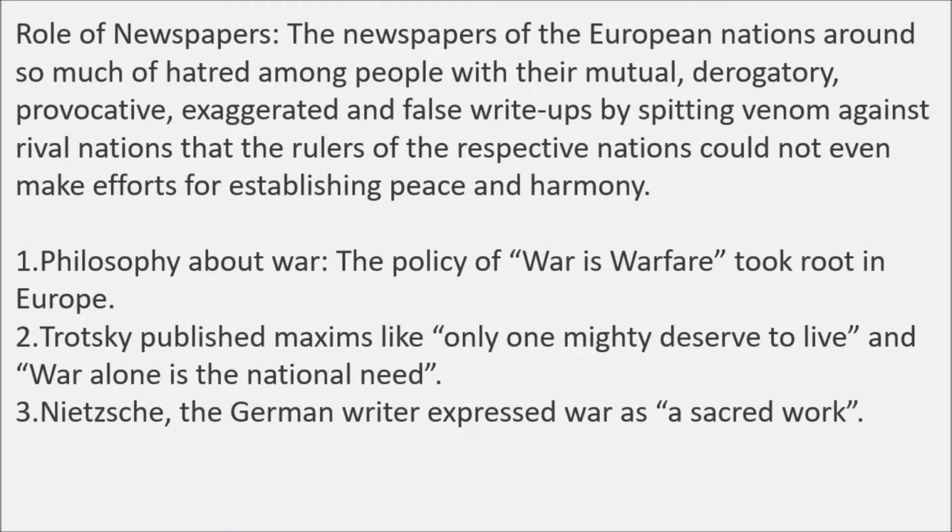Role of newspapers. The newspapers of European nations aroused so much hatred among people with their mutual, derogatory, provocative, exaggerated and false write-ups, spitting venom against rival nations, that the rulers of the respective nations could not even make efforts at establishing peace and harmony.